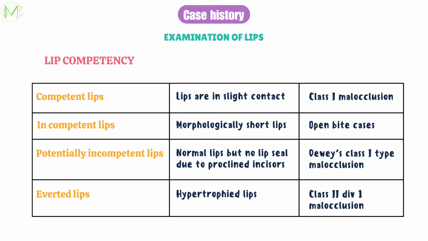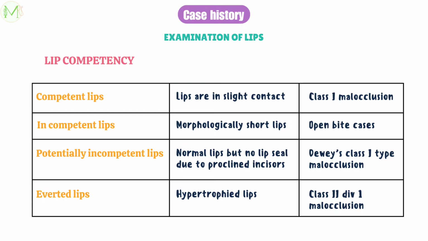We say the lips are competent when the lips are in slight contact when the muscles are relaxed. They are seen in class 1 type of malocclusion cases. Lips are incompetent when they are morphologically short and do not form a lip seal in a relaxed state. The lip seal can be achieved by active contraction of the perioral muscle and mentalis muscle. They are seen in open bite cases.